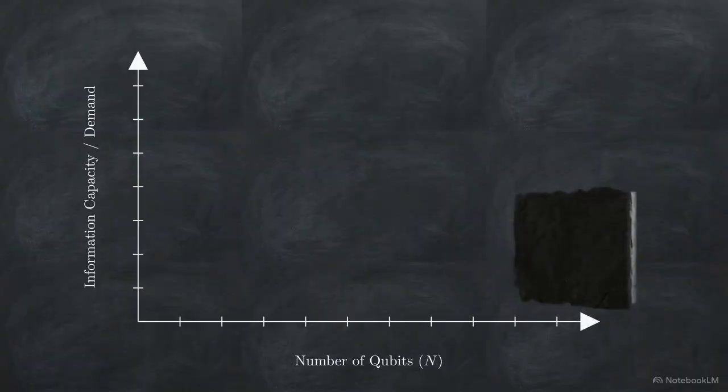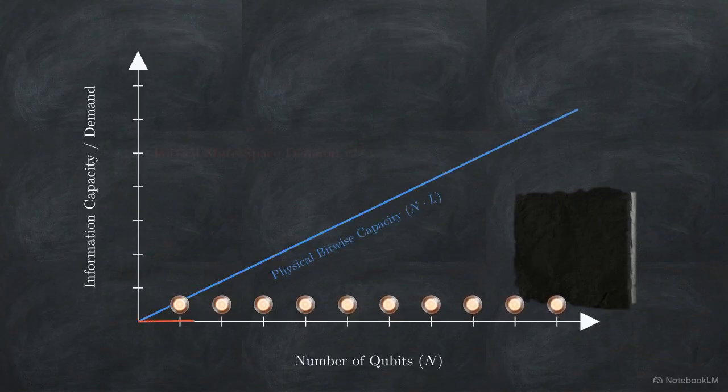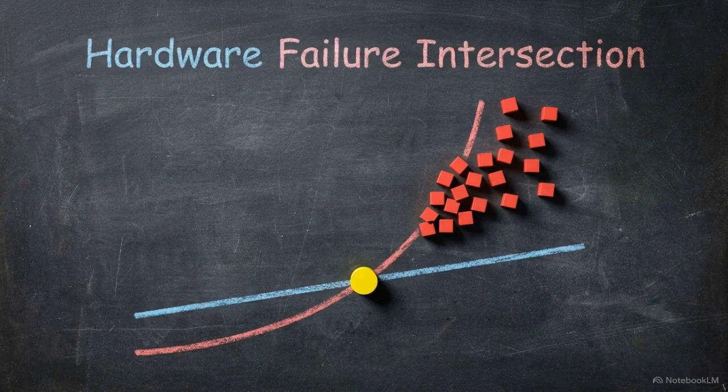This chart visualizes the exact intersection where hardware fails. The steep curve represents the 2 to the power of n exponential demand of the formal quantum state, while the flat line tracks the strictly linear growth of physical, bitwise hardware capacity. The point where these two lines intersect is N-max. This is the boundary where the exponential algorithmic demand permanently exceeds the finite descriptive capacity of the hardware.